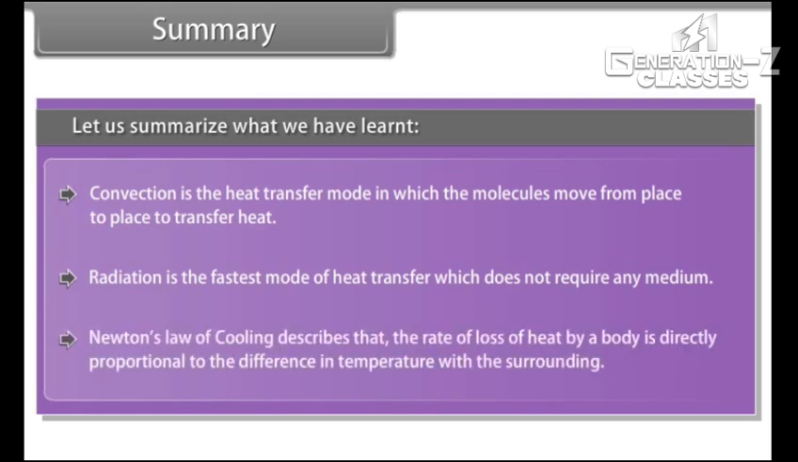Newton's law of cooling describes that the rate of loss of heat by a body is directly proportional to the difference in temperature with the surroundings.